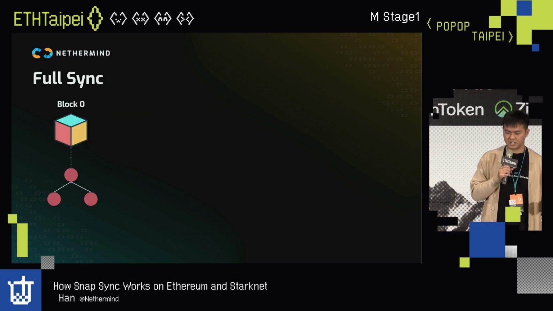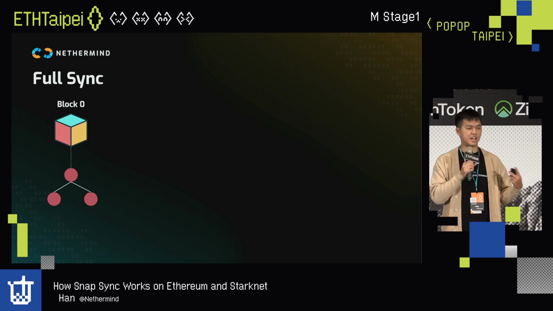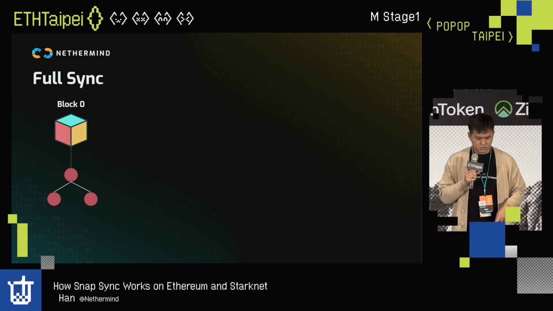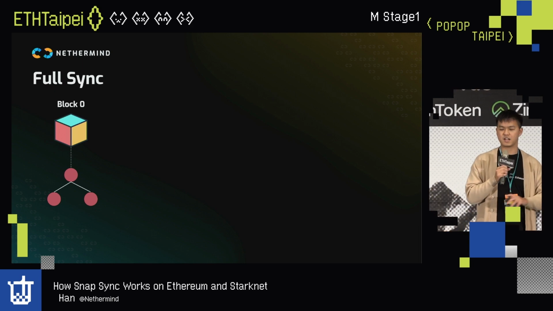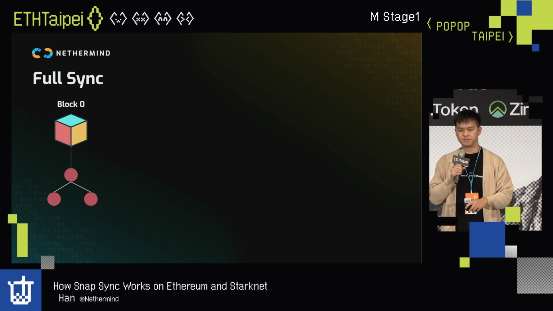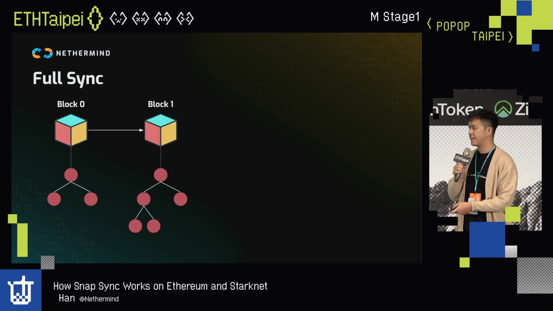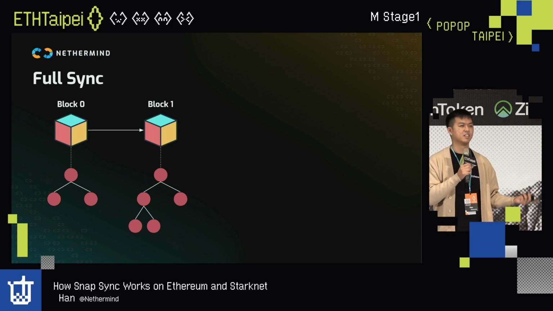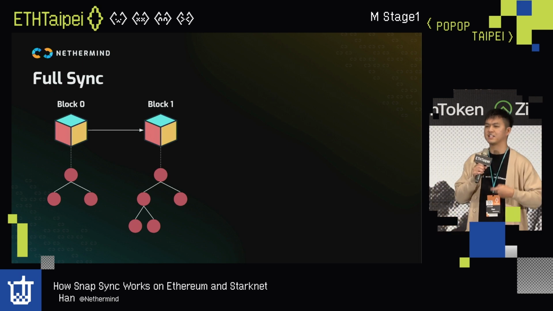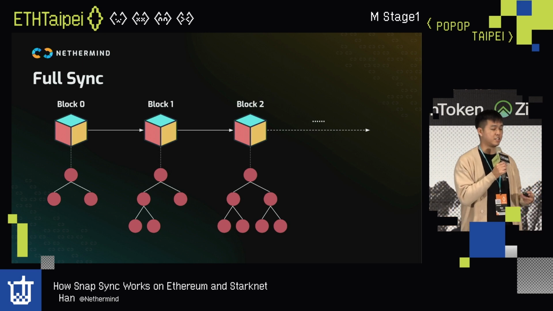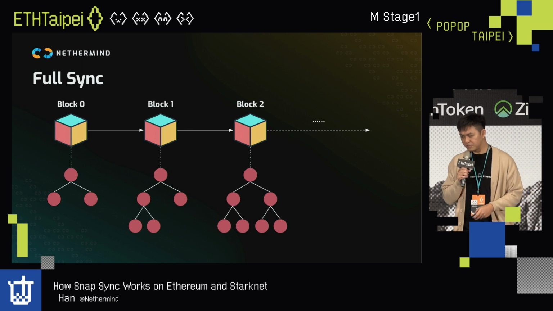Now, let's talk about full sync, one of the most naive approaches when it comes to syncing a node. How full sync works is, again, very naive. You start from zero, from scratch, from the genesis. You take the genesis block, you execute it, you get a state, and then you take the next block, which is block number 1, you execute it, you get the next state, and you keep doing it as the chain progresses until you have reached the latest state or latest block, right?